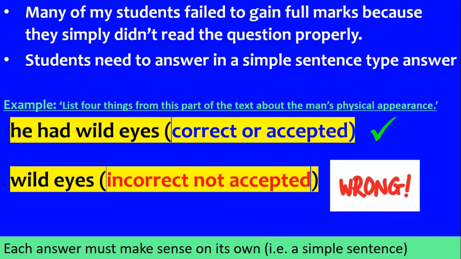So a thing to remember is each answer must make sense on its own, i.e. it must be a simple sentence. So does he had wild eyes make sense on its own? Yes. Just randomly putting wild eyes, is that a sentence? No, doesn't make sense. It's not clear. You're not going to get a mark. You need to make it very obvious what your answer is.